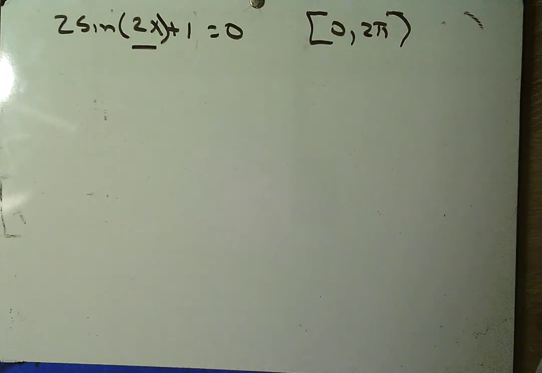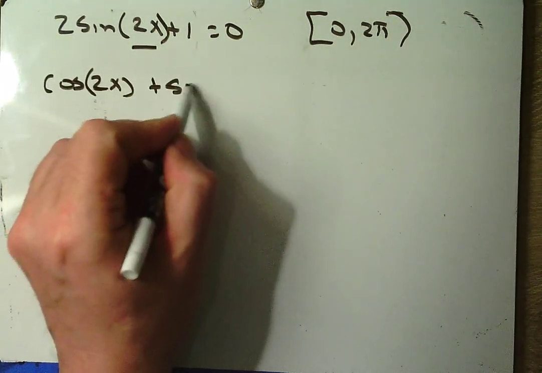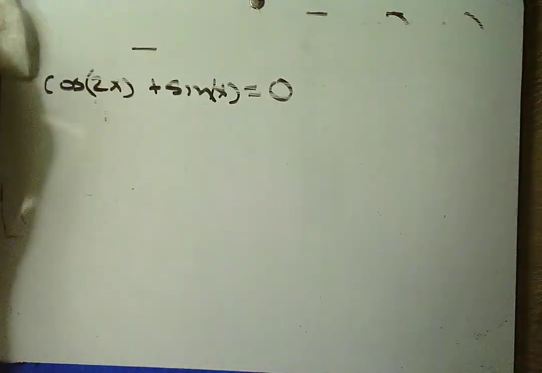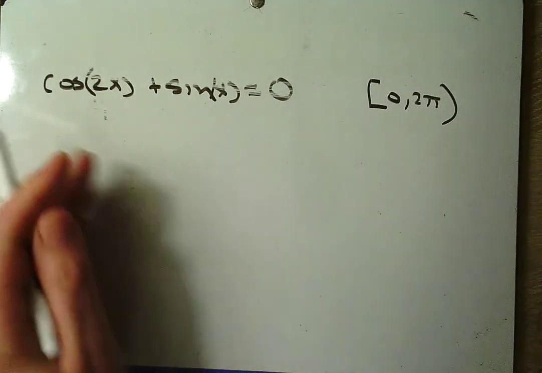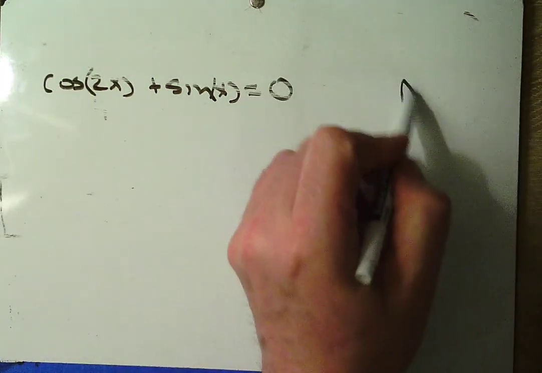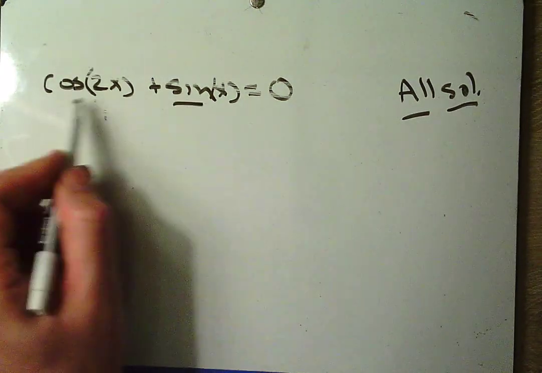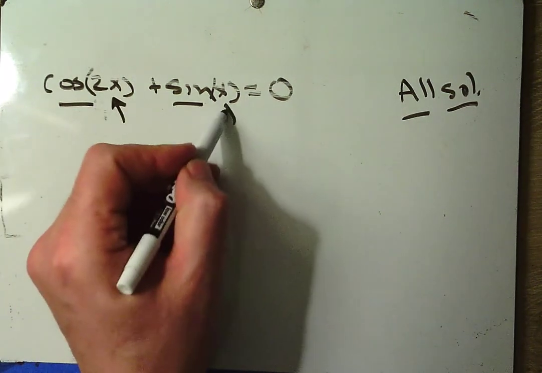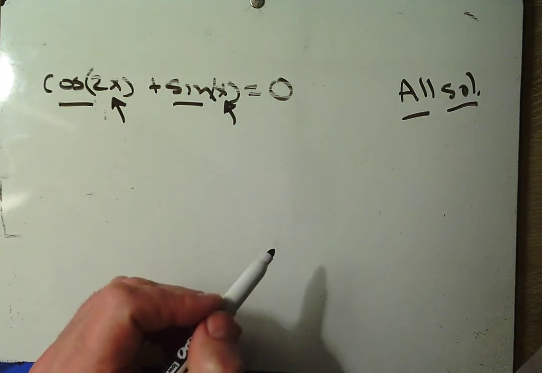So what do you think about this one? Cosine 2x plus sine x equals 0. Again, on 0 to 2 pi. Maybe we should do all solutions. All right, all solutions. So, 2 different trig functions. They could be the same, they could be different. More important is 2 different angles. So I need to have the same angle when I'm doing this.